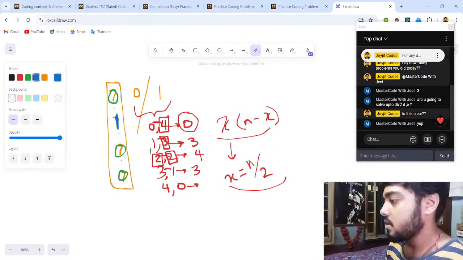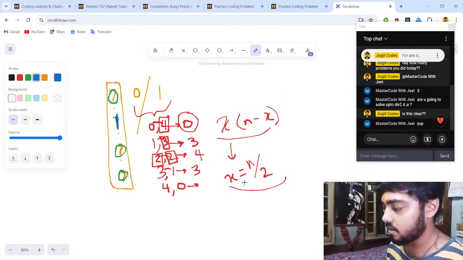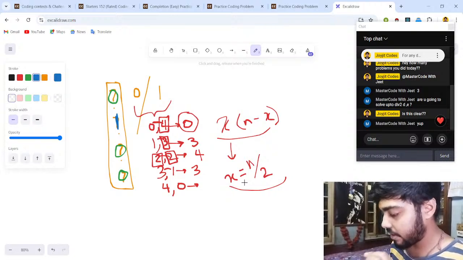Like, is this part clear? Like till this, is it clear? Just tell me if it is clear. Okay.